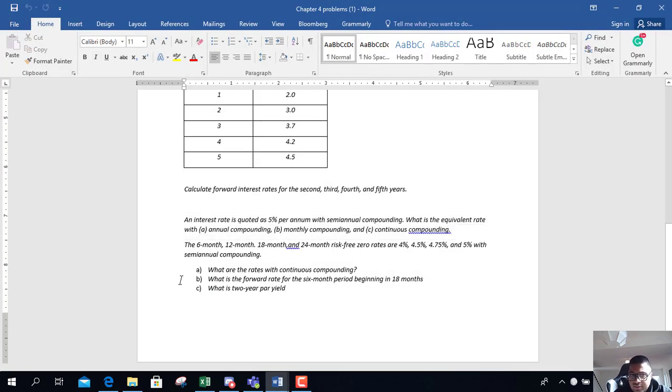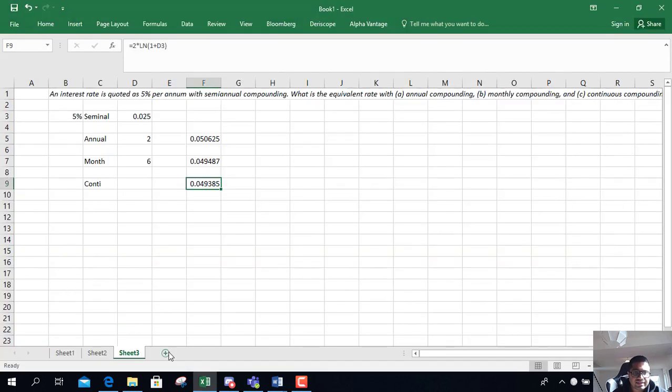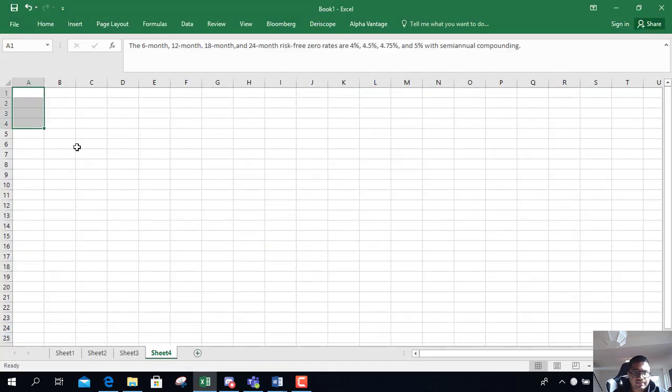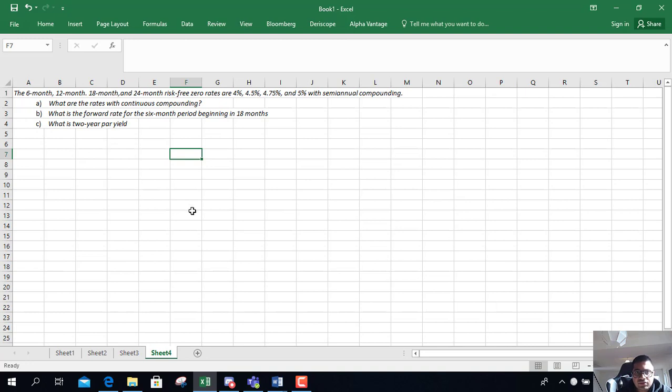And the last problem, 6 months, 12 month, 18 month and 24 month risk-free zero rates are 4, 4.5, 4.75, 5% with semi-annual compounding. What are the continuous rates? What are the forward rates for 6 months beginning in 18 months? And what is a 2-year par yield? So we are trying to combine everything that we have seen till now. So I'll copy this again and let's try to solve.